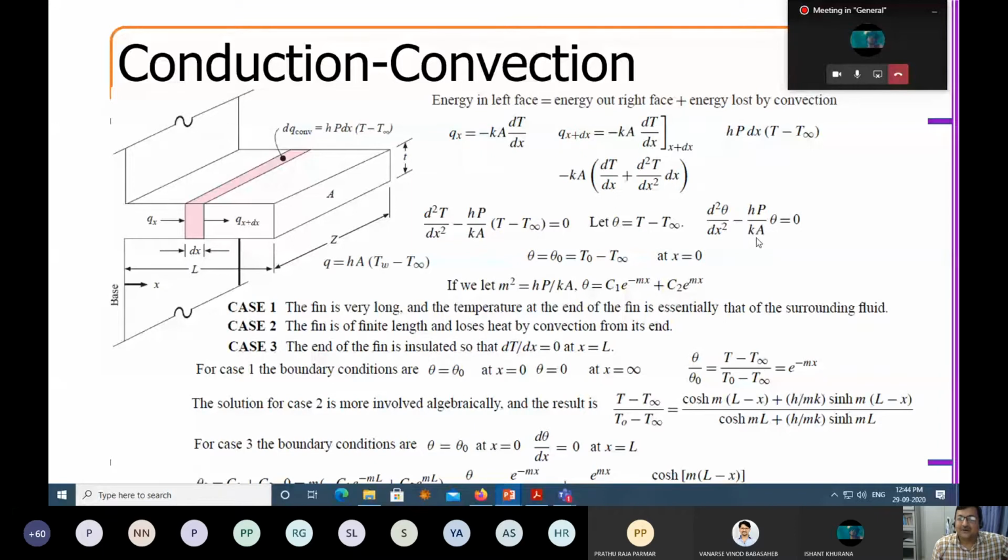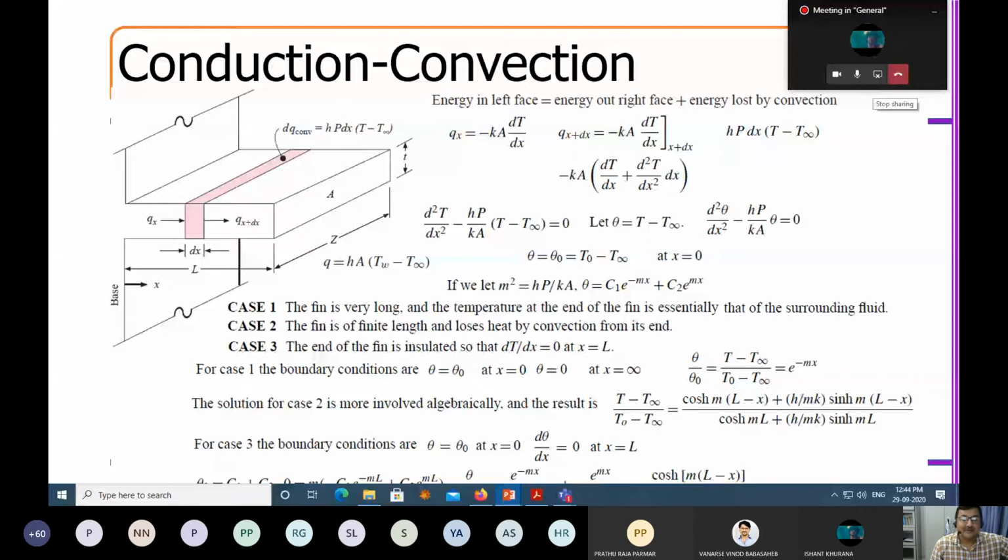Now, you can understand that this is an ordinary differential equation. So d²θ/dx² equals hP/k θ; you can bring this θ underneath. You can perform two integrations, and those integrations will give you a solution θ equal to c1 e to the power minus mx plus c2 e to the power mx. So it's a second order linear equation. You will have two constants, and you require two boundary conditions in order to completely solve the problem.